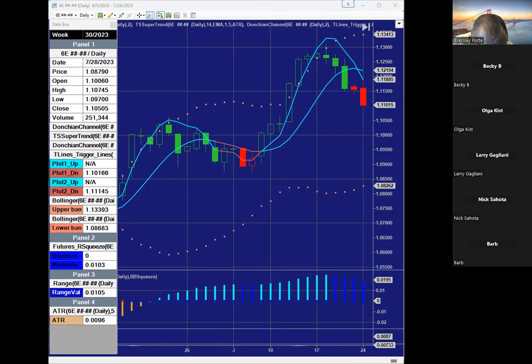Are you doing math in your head? I am. Don't do that, please. Use a calculator. I was looking at the last two numbers. The difference between the entry and the stop, how many ticks?